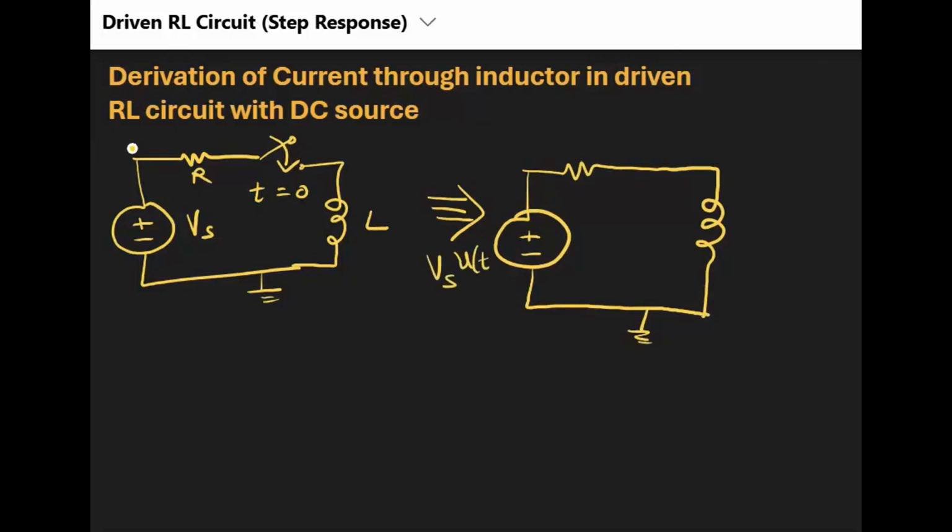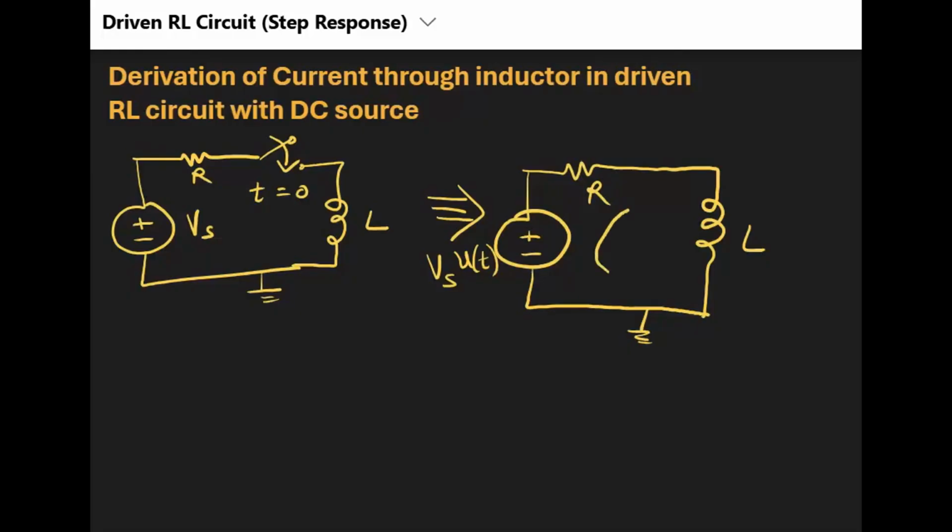What is u(t)? u(t) is nothing but the unit step function, which is defined as its value is 1 for t greater than or equal to 0 and its value is 0 for t less than 0. So when we multiply the Vs source with u(t), it means that Vs is applied to this circuit for t greater than or equal to 0, which we were representing by t equals 0.